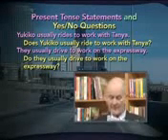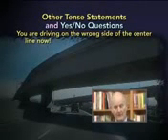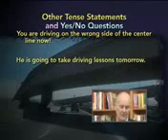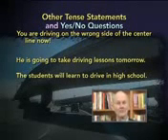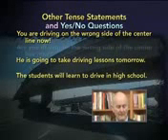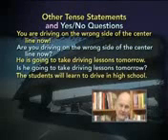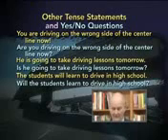Now, look at the other tenses. You are driving on the wrong side of the center line now. He is going to take driving lessons tomorrow. The students will learn to drive in high school. And these all make question forms the same way by inversion. So you are driving becomes are you driving? The next one, is he going to take driving lessons? And will the students learn to drive in high school?